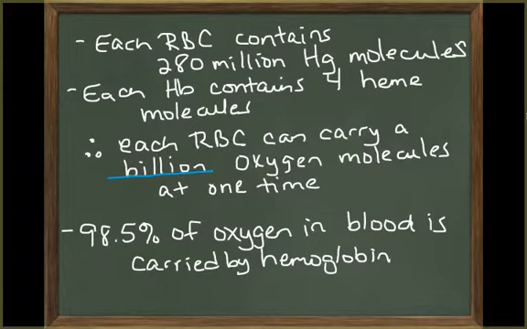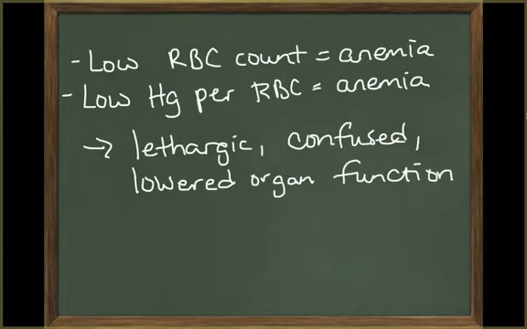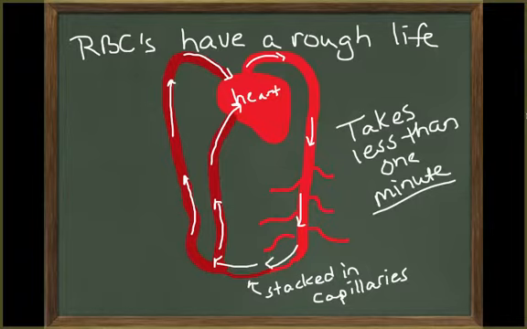About 98.5% of the oxygen carried by the blood travels through the bloodstream bound to hemoglobin inside the red blood cells. The amount of oxygen bound to hemoglobin depends on the oxygen content of the plasma. If oxygen levels are low, hemoglobin will release oxygen. If a person has a low red blood cell count, or hematocrit, or if each red blood cell has a low hemoglobin count, a disorder called anemia will result. This makes the individual weak, lethargic, and confused, and the organ functions will start to deteriorate due to oxygen starvation. Red blood cells undergo major mechanical stresses.